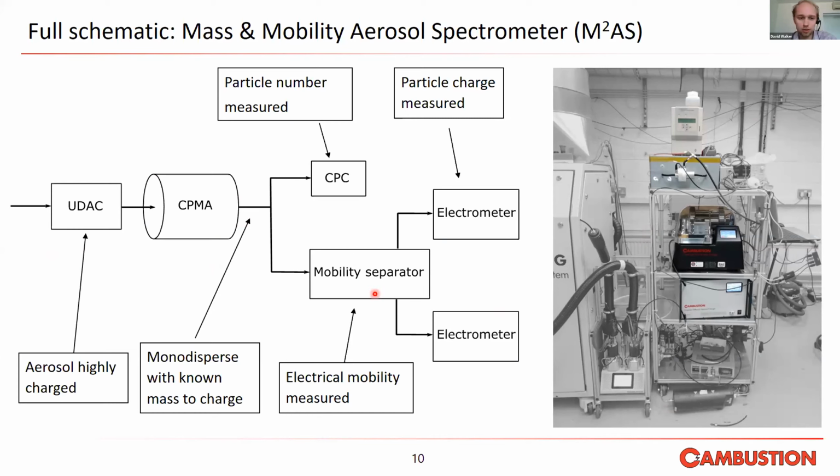It also comes into the mobility separator, which I will just point out on this picture. It's this small silver thing up here sat below the CPC, which is really not much bigger than the size of your fist. That splits into two aerosol electrometers, which tell us the total number of charges, divided by the CPC, gives us the average charge. Take the electrical mobility, times it by the average charge, gets the diameter. Take the mass to charge ratio, times by the average charge, gives us the mass.